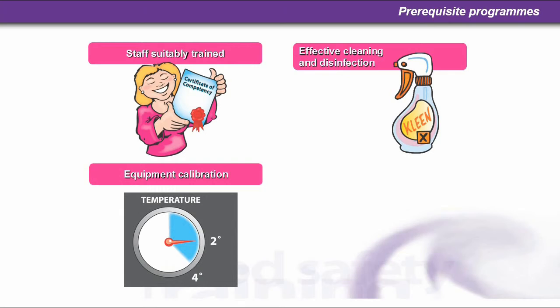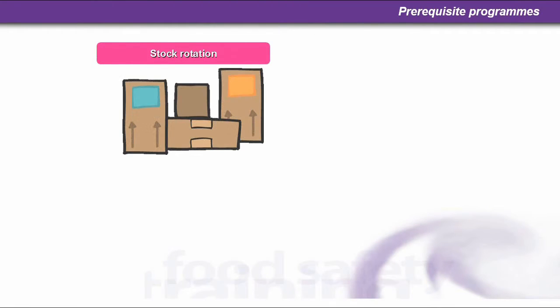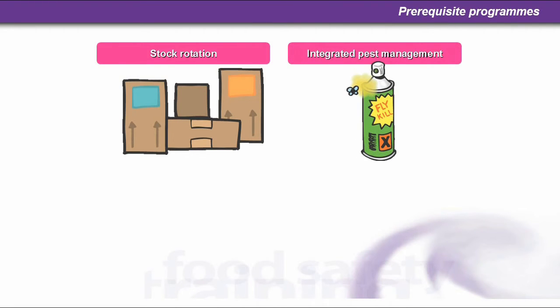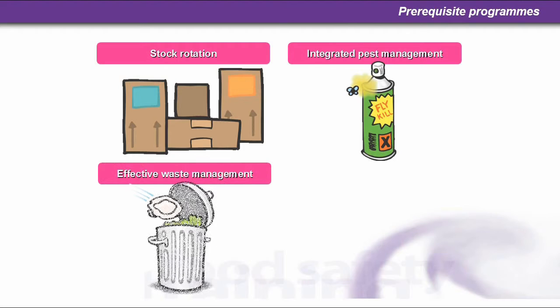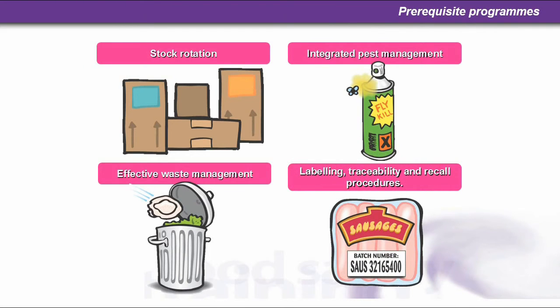Equipment calibration. Preventative maintenance. There's a few more. Stock rotation, first in, first out. An integrated pest management system. Effective waste management. Labelling, traceability and recall procedures.